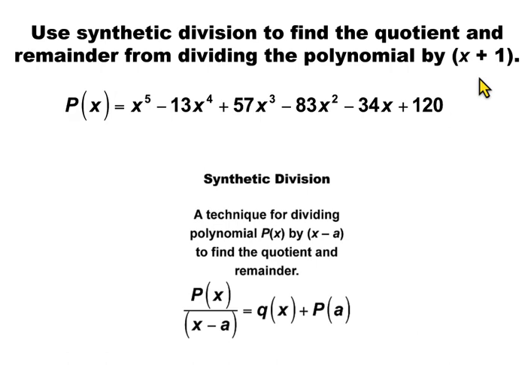When dividing by a linear binomial using synthetic division, make sure the factor is written in the form x minus a. As you can see, x plus 1 is not written in this form, so we rewrite it as x minus negative 1. And we'll be using the negative 1 in the synthetic division calculations.